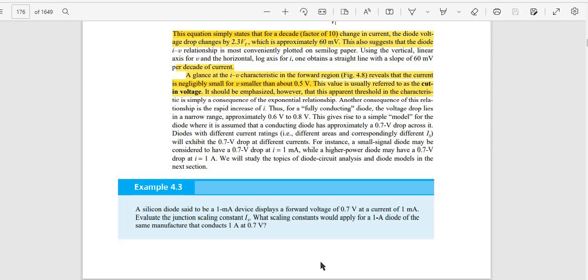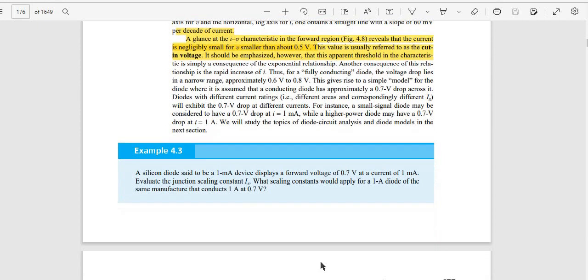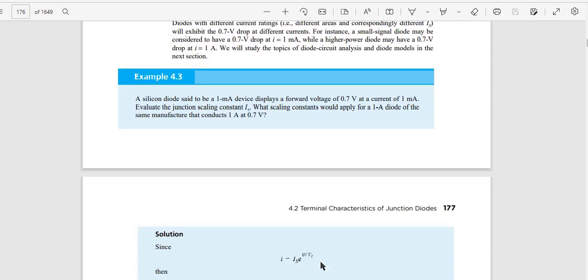Diodes with different current ratings, different areas, and correspondingly different IS will exhibit the 0.7 volt drop at different currents. For instance, a small signal diode may be considered to have a 0.7 volt drop at I equal to 1 milliampere, while a higher power diode may have a 0.7 volt drop at I equal to 1 ampere. We will study the topics of diode circuit analysis and diode models in the next section. Examples are also given with solutions.